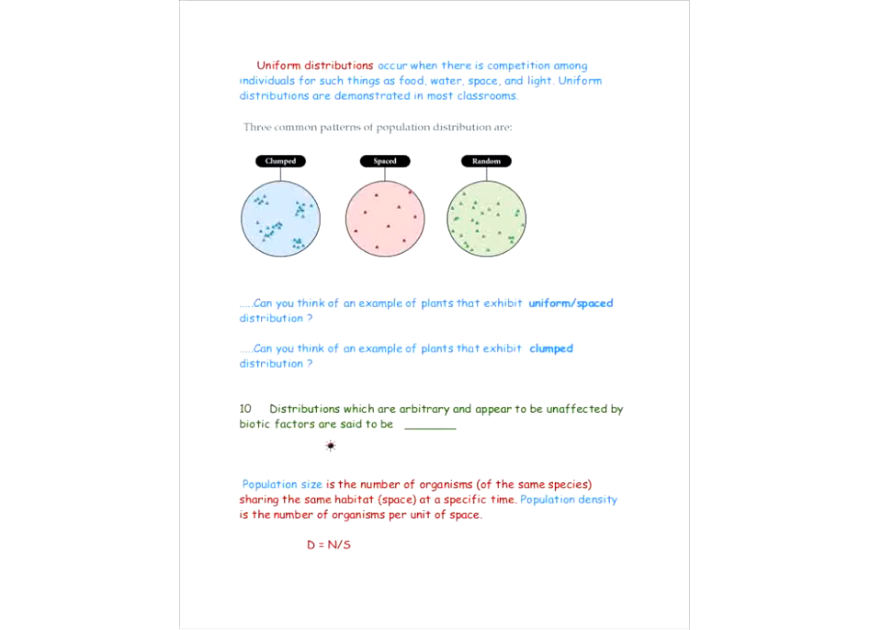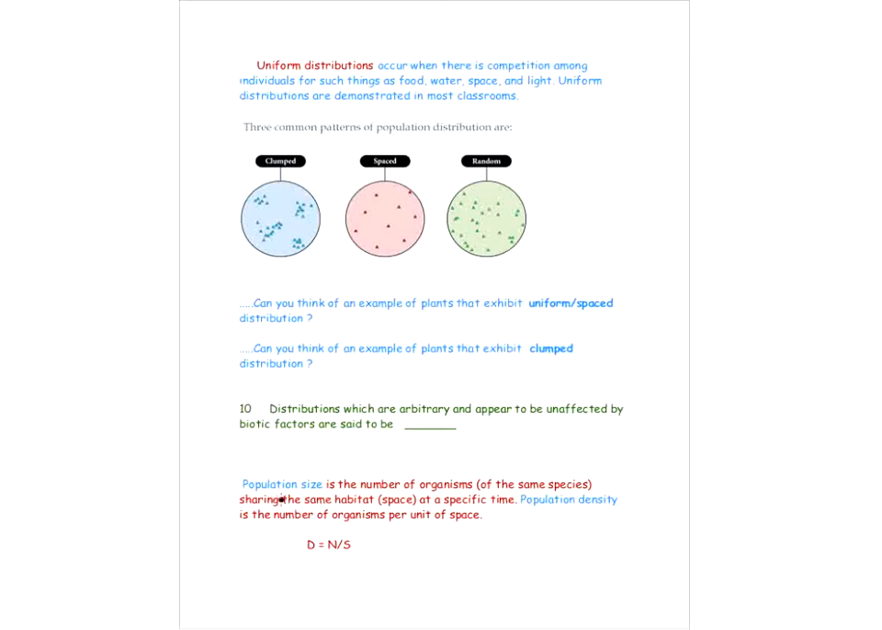Okay, so question number 10 here says, distributions which are arbitrary and appear to be unaffected by biotic factors are said to be, which one would that be? Random. That's right. Good stuff.